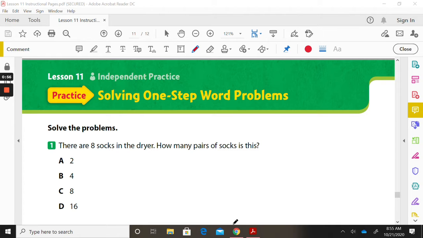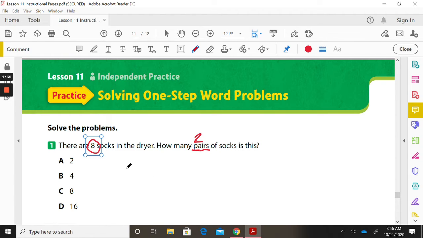Welcome back. Let's go over our problems. Number 1, there are 8 socks in the dryer. How many pairs of socks is this? So we're going to think about what the problem is asking us. We can see that there are 8 socks, but we need to know how many are in a pair. Think about how many socks are in a pair. Well, you have 2 feet, so it would make sense that a pair of socks is 2.